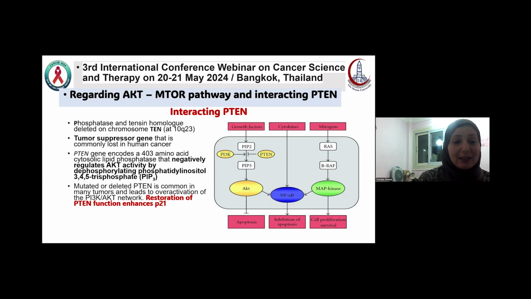So what we study in tumors is the loss of PTEN, not the expression of PTEN. A normal cell will express PTEN, but in our study, we study the loss of PTEN because this is a tumor suppressor gene.